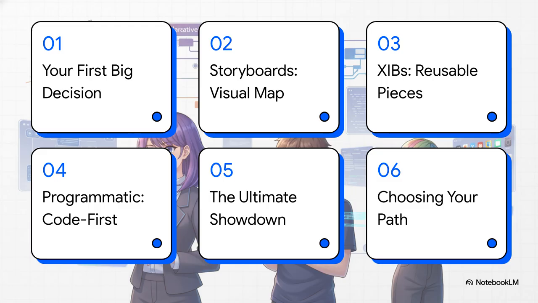All right, so here's our game plan. We'll start by looking at your first big decision, then we'll meet our contenders. First, storyboards, the visual map. Next up, XIBs, which are like reusable pieces. After that, we'll dive into the code-first programmatic way. And finally, we'll have the ultimate showdown to help you figure out which path is right for you.